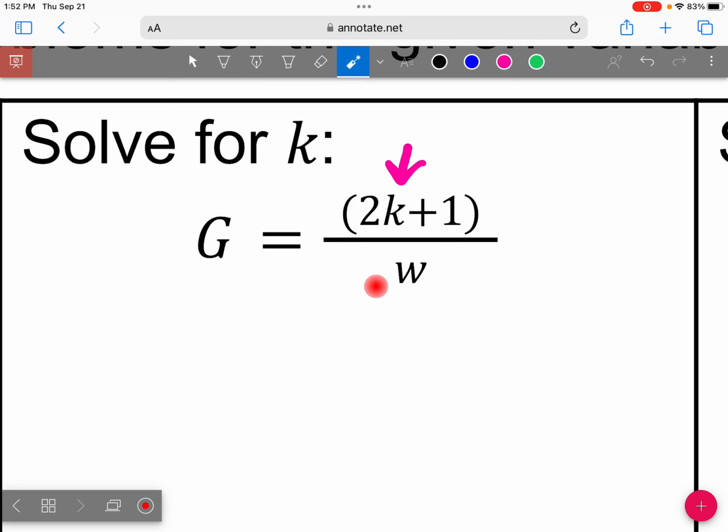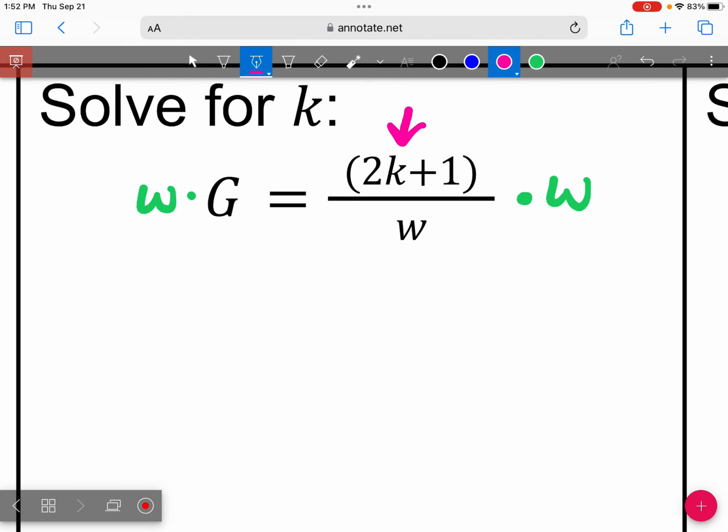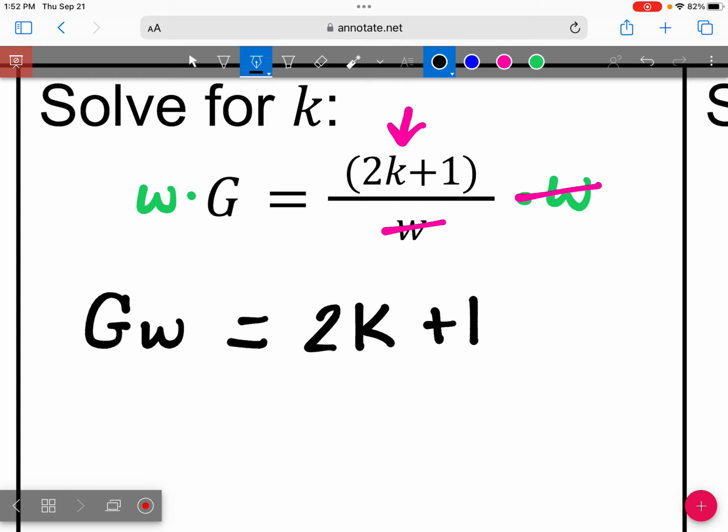If I need this W to leave, we're going to multiply both sides by W because it is currently being divided. That's going to make this piece and this piece cancel out. And we're going to be left with 2k plus 1 equals G times W. It does not matter if you do GW or WG. I have a tendency to put the capitals first, but you can put whatever order you want, as long as all the pieces are in the right spot.